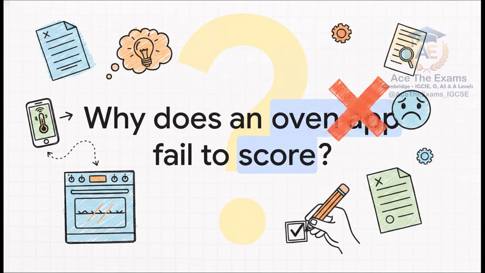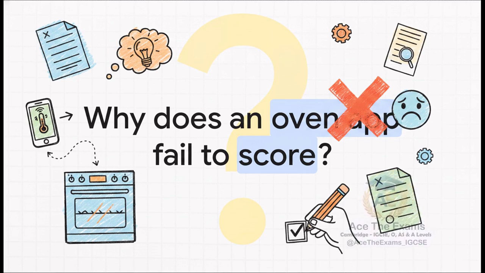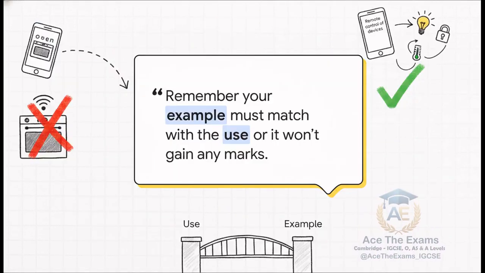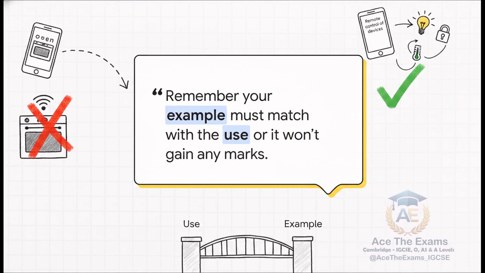Okay, I think you're ready. Let's put you to the test with a quick challenge. Spot the error here. Why does writing remote control of devices, for example, an oven controlled by an app via the internet, score a full mark, but simply writing using an oven app completely fails? Seriously, take a moment to think about the strict framework we literally just covered. What's missing? Well, if you realize it fails because it's completely missing the overarching use, you absolutely nailed it.